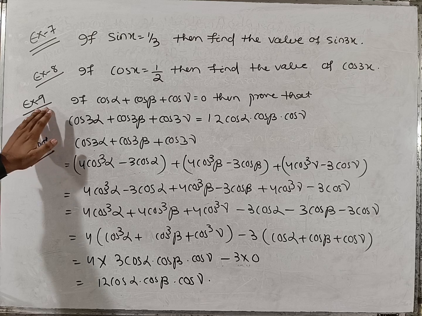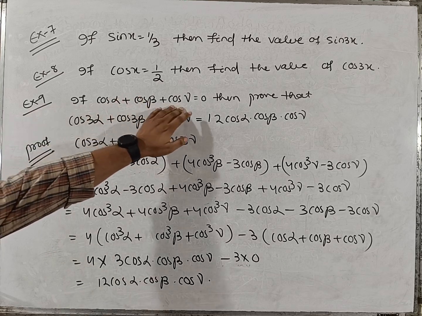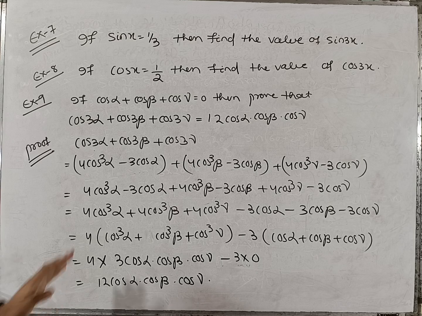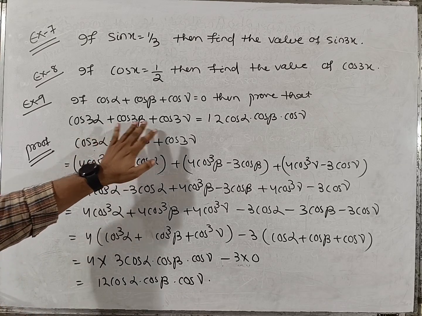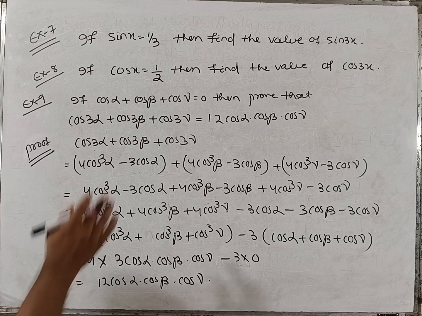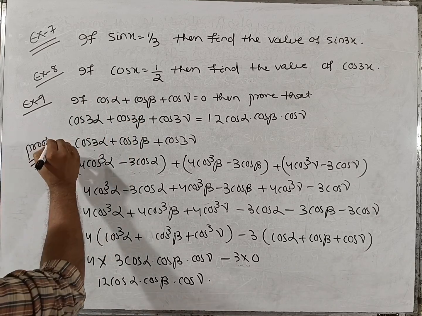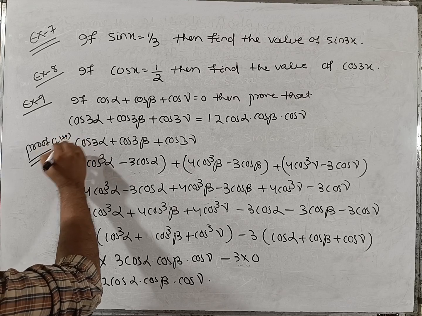At last, problem number 9. If cos alpha plus cos beta plus cos gamma is equal to 0, then you have to prove that cos 3 alpha plus cos 3 beta plus cos 3 gamma is equal to 12 multiplied with cos alpha, cos beta and cos gamma. So first of all, we have to go through the left hand side.